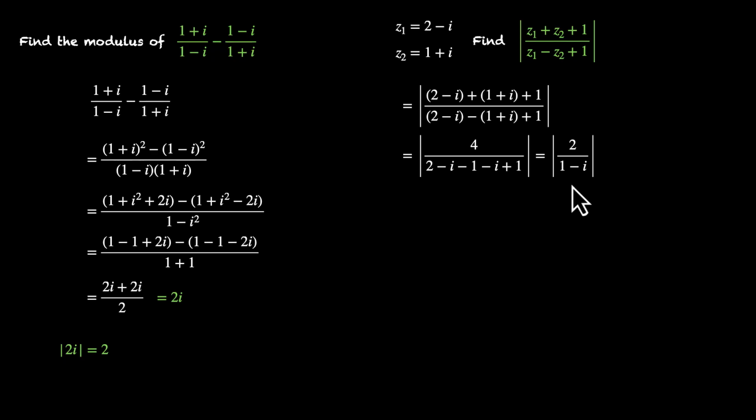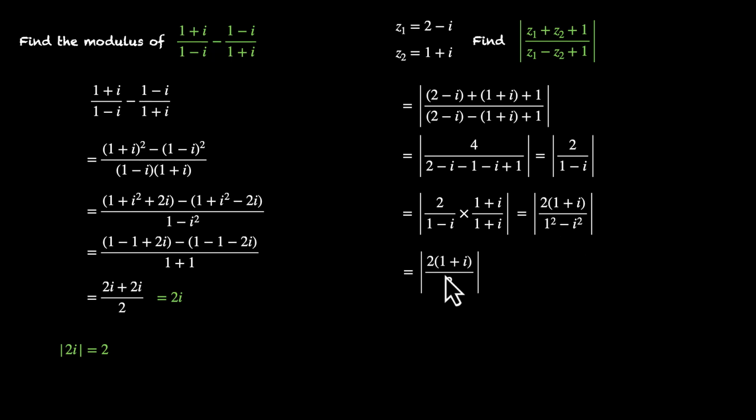Now let's rationalize the denominator. We have 1 minus i here, like we had here. So we'll multiply numerator and denominator by 1 plus i. So this becomes mod of 2/(1 minus i) times (1 plus i)/(1 plus i). Numerator becomes 2 times (1 plus i). Denominator becomes (a minus b) into (a plus b), that's a square minus b square. That's 1 square minus i squared. i squared is minus 1, so this will be 1 minus minus 1. That's 2. And 2 will get cancelled out. So we'll have 2 times (1 plus i) by 2, that's just 1 plus i.